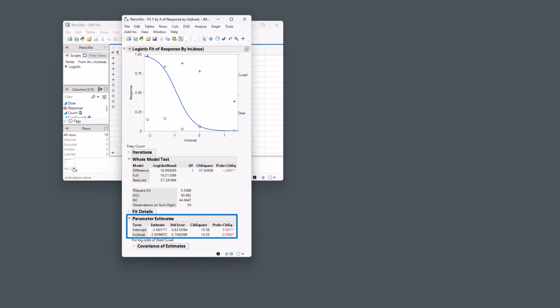The parameter estimates are the intercept and slope estimates for a linear model of the logit of the probability of died by log dose.